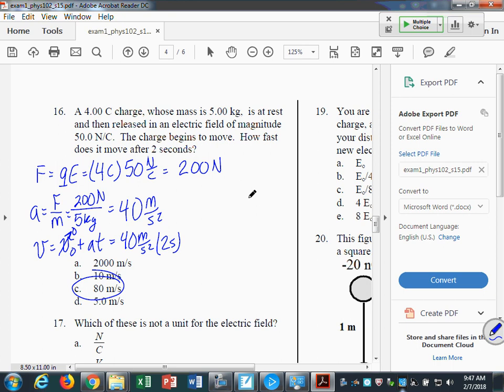This could change slightly. Instead of doing it this way, I could give you 2 charges, and then you would have to calculate the force in a different way. Instead of knowing the electric field, you'd have to use Coulomb's law. But really, it's going to be like this, except this part might change, or you have to use kQQ over r squared. That's Coulomb's law in order to find the force between 2 charges.